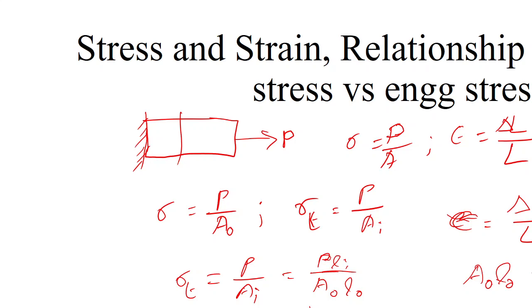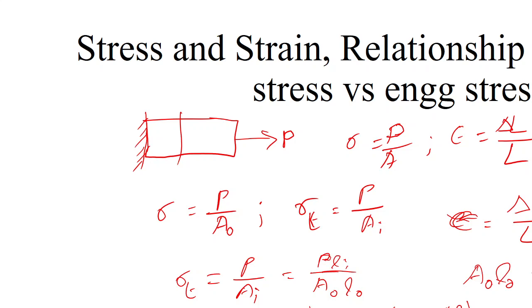The instantaneous length Li is nothing but L naught plus the change in length delta L. So this can be written as sigma naught into 1 plus delta L divided by L naught, and delta L divided by L naught is nothing but the engineering strain, which is 1 plus epsilon. So this is the relation between engineering stress and true stress.